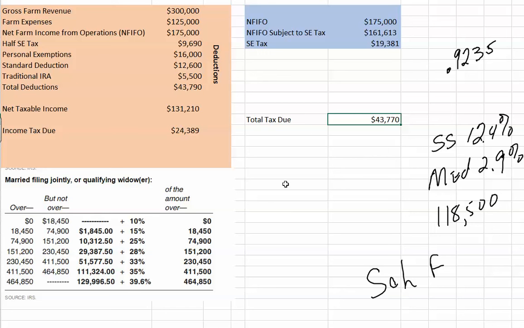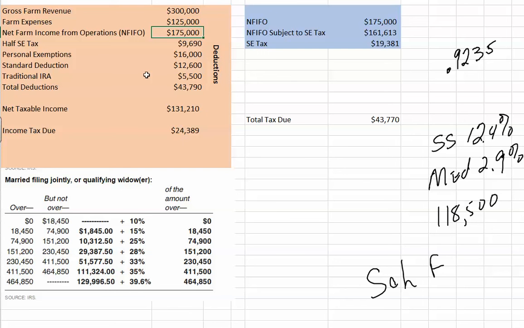If you had a couple that simply was running a farm, in this case, no other income, just a farm, you could put in gross revenue, farm expenses, you get something called net farm income from operations, and then it would calculate the self-employment tax. Then these deductions right here can be subtracted from the income before you actually calculate your income tax.